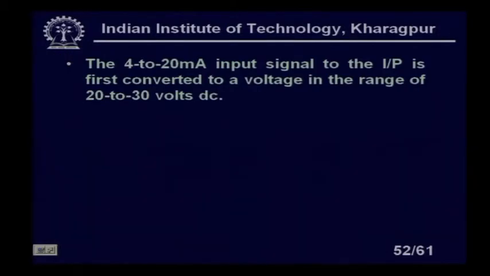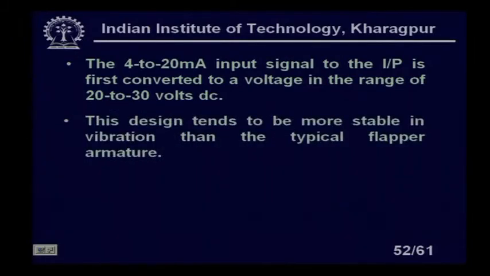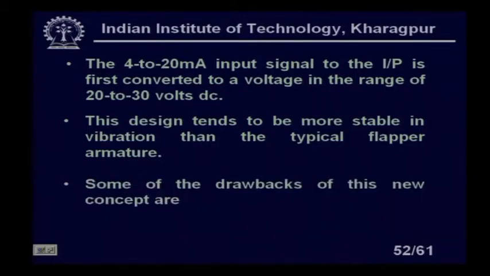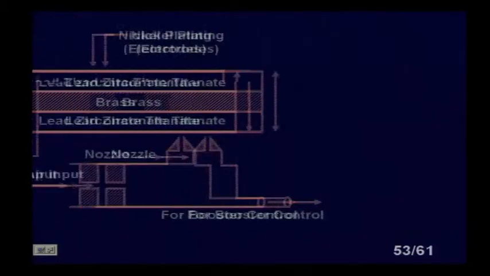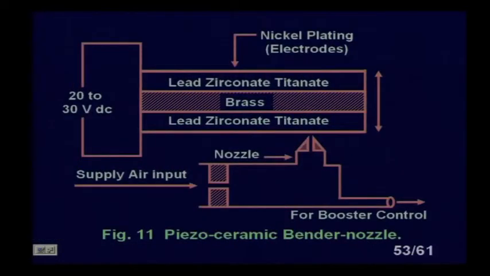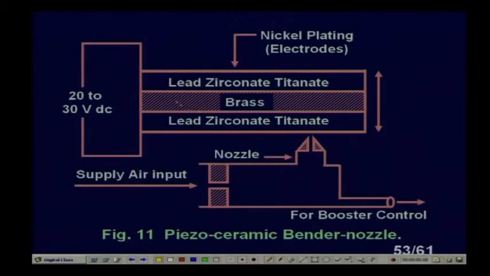The 4 to 20 milliampere current input signal to the I2P is first converted to a voltage in the range of 20 to 30 volts DC, right. Now, this voltage is actually given to the flapper. This design tends to be more stable to vibration than the typical flapper armature. Some of the drawbacks of this new concept will come later on. Let us see this one. This is our figure, you see here. So, we have a lead jar current.